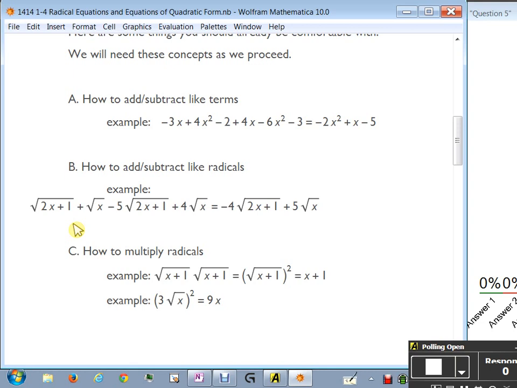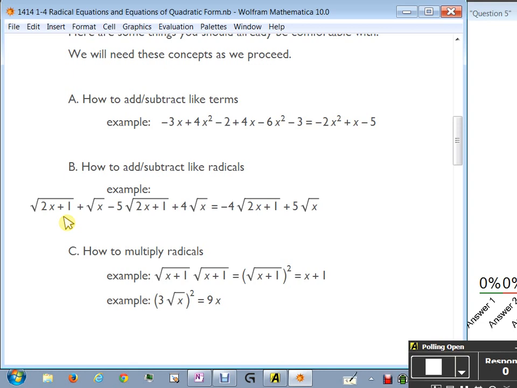Like radicals: to add or subtract two radicals, they have to have the exact same thing underneath the radical, which we call the, what's the thing under the radical called? Radicand, right? So for this example, I have root 2x plus 1, and over here I have another one. And I have minus 5 of them. So I can put these two together. I take one of them, I subtract 5 of them, and how many would I have? Negative 4 of them. And so that's how I put those two together.